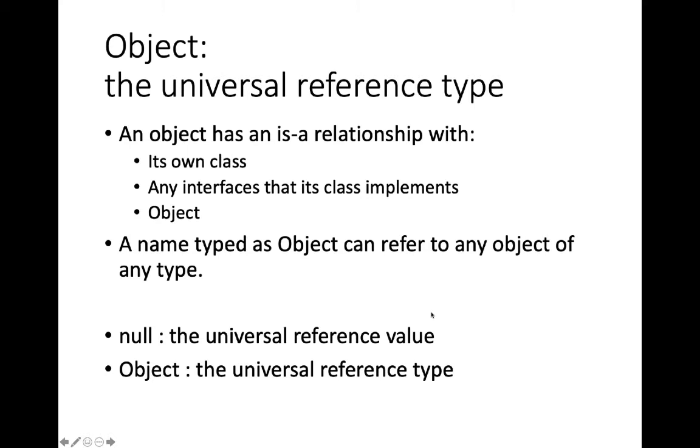So it's kind of the type version of null, which is a value, right? I can assign the value null to any reference, because null is the universal reference value for not having a value. Object with a big O is the universal reference type, where any object can be assigned to something that has been typed as Object with a big O, because every class has an is-a relationship with Object with a big O.